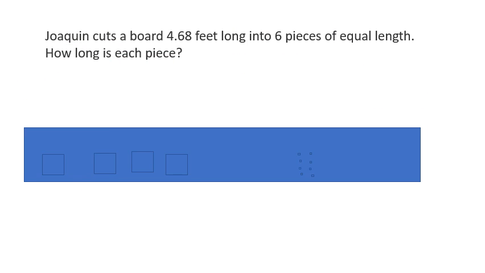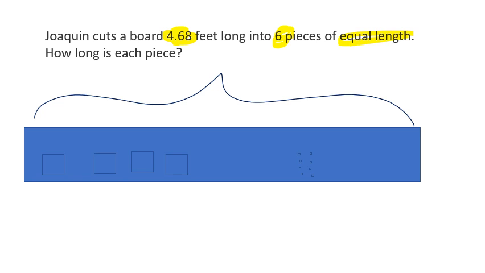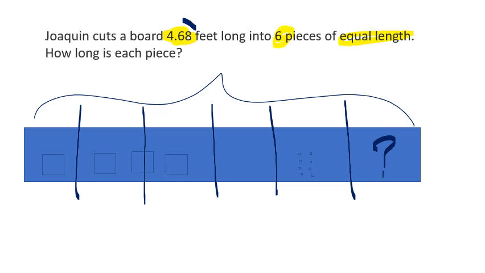Joaquin cuts a board 4 and 68 hundredths feet long into 6 equal pieces. How long is each piece? Normally when I do this, I would make a model where I would say, okay, I know that the total length is going to be 4 and 68 hundredths, and I know that there are going to be 6 equal pieces, so that tells me I'm going to need to divide. But now I'm dividing with decimals, so I have to think about how long each one of these is.